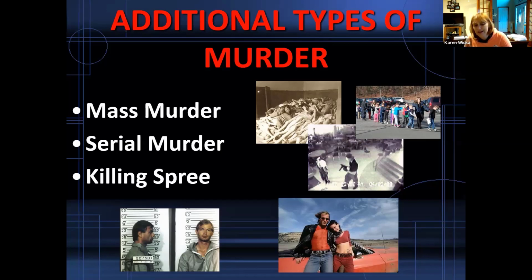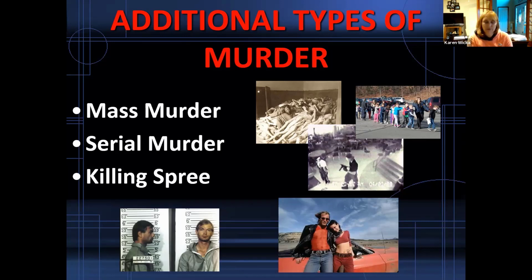Now, a killing spree is basically when you're in the middle of a crime spree and you commit multiple homicides, all part of that same criminal spree. Not necessarily a cooling off period. It's just like one after another. So I get mad at my family. I kill them all. I go to school. Then I shoot up the school. That would be a killing spree.